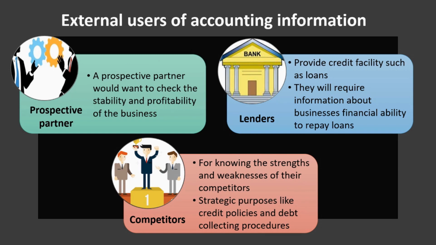They also need the information of their rival firms, the accounting information. That will help them to know the strengths and weaknesses of their competitors in order to compete well. After they know their strengths and weaknesses, they'll be able to come up with better strategies on how to promote things in their businesses. Strategic purposes like credit policies and debt collecting procedures.